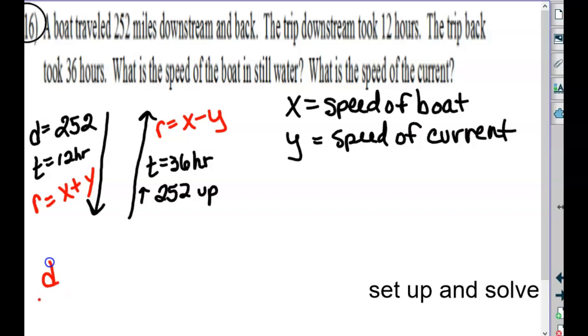What's distance divided by time? That's rate, right? So what if you did 252 divided by 12? 252 divided by 12 is what? 21? Okay. So on this downstream trip, x plus y has to equal 21.